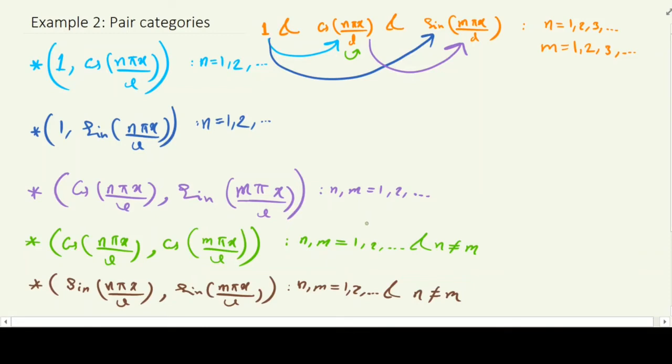And similarly, the other scenario is that both functions come from the sine family. For this scenario, again, you cannot have both of the functions be the same. So you need two distinct sine functions. One of them can be shown as sine of n pi x over L, and the other one sine of m pi x over L, where n and m are not equal. So that's it, right? These are all the scenarios that we have for this infinite set of functions.